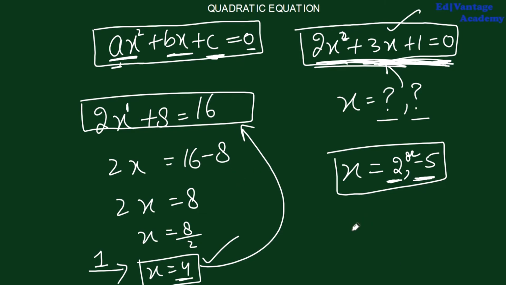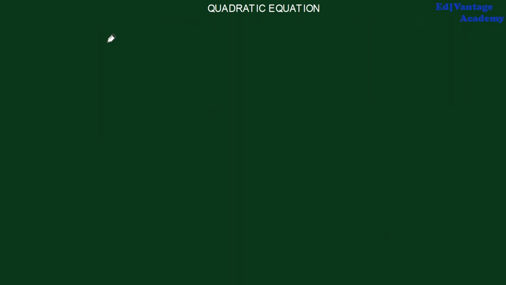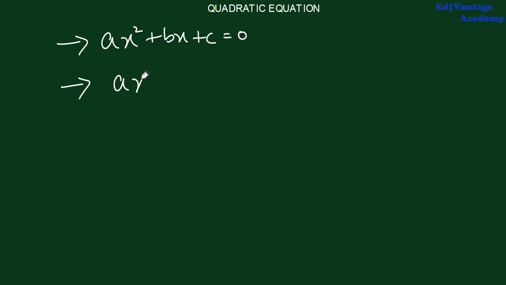What if a quadratic equation contains only two terms? I repeat, the standard form of a quadratic equation is ax square plus bx plus c. What if it contains only ax square plus bx is equal to 0? Is this a quadratic equation? Yes, it's a quadratic equation. You can see the highest power is 2. Whatever is apart from ax square, if there is anything or if there is nothing, no problem, it's a quadratic equation.